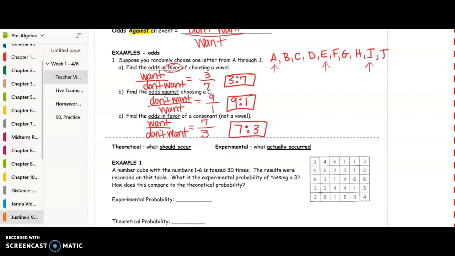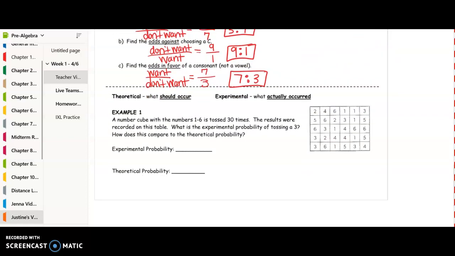All right, so that's odds. Again, remember it's the 1 over the don't want, not the 1 over the total. And then if it's odds against, you just flip it to make it the don't want over the 1. All right, so the last thing that we're going to look at is theoretical versus experimental probability. So theoretical, again, like we explained, is what should occur. Okay, experimental is what actually happens if you do the experiment.